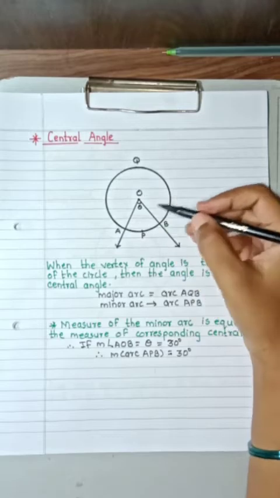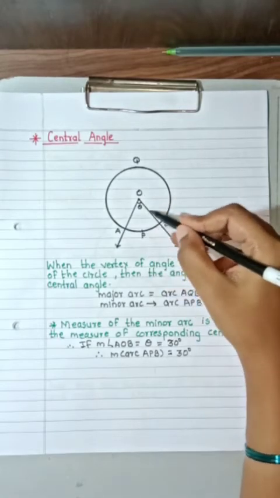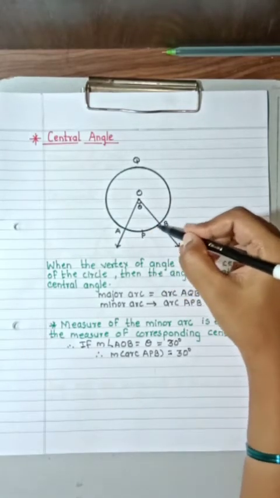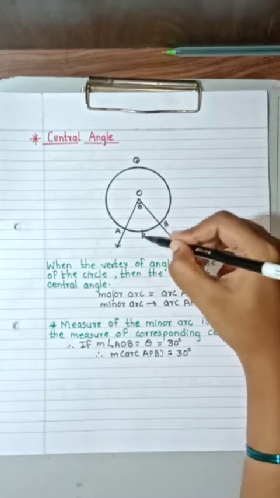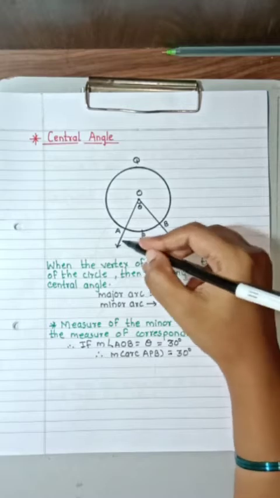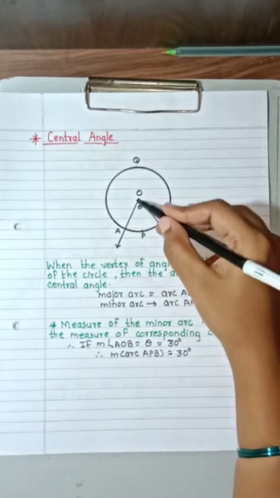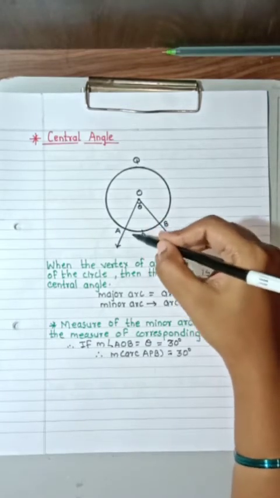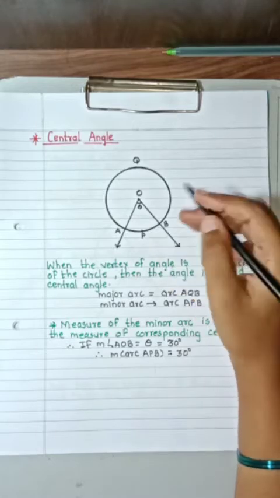What you have to remember, whatever is the measurement of this angle, that will be the measurement of the minor arc. Not the major arc, but the minor arc. Whatever is the measurement of this central angle, that is going to be the measurement of the minor arc.